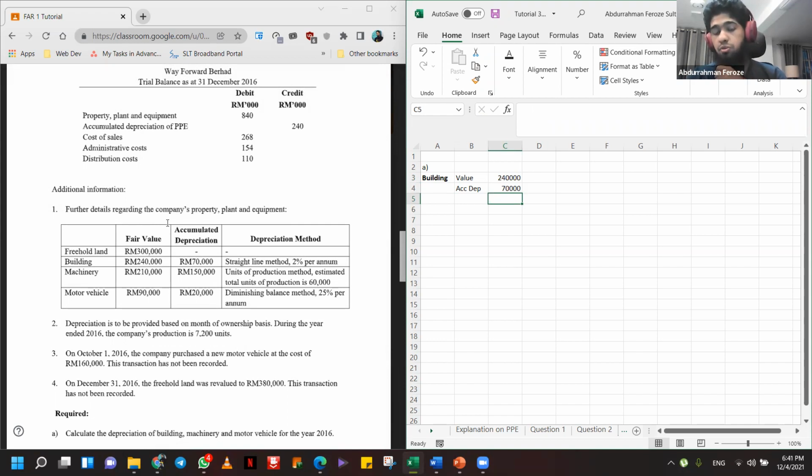Now for straight line, it is depreciated at 2% per annum. So what would the depreciation be for 2016 for the building? With regards to straight line, there are two ways which it can be given in the question. One thing is the estimated useful life. If it's estimated useful life, then you have to divide the cost by the useful life, and then you get the depreciation expense, and each year it's the same amount. Or they will give you a percentage. If they give you a percentage, it's that percentage every year.